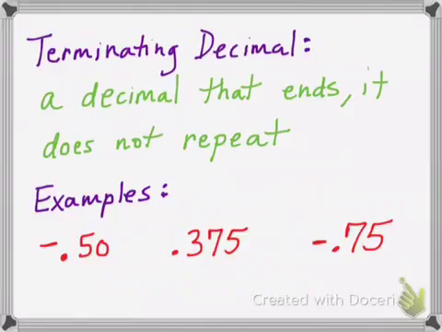So our first definition is terminating decimal. Again, this should be copied down in your notes. A terminating decimal is a decimal that ends, it does not repeat. So we have our examples down at the bottom: negative 50 hundredths, 375 thousandths, and negative 75 hundredths. So these decimals, they end, they do not repeat over and over again. So again, definitions and examples should be copied down on your note sheet.